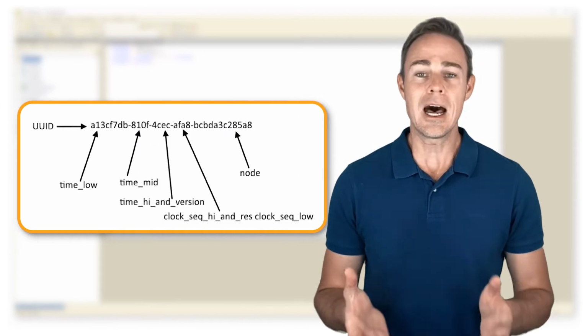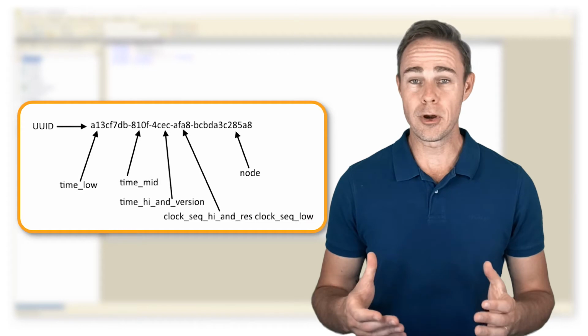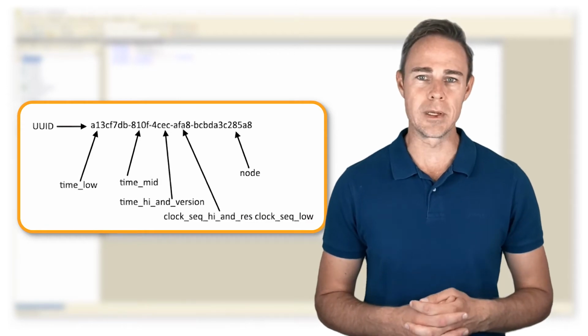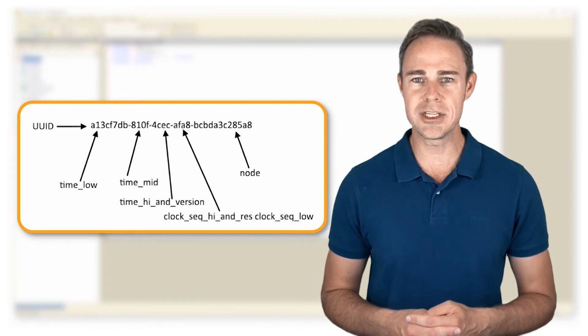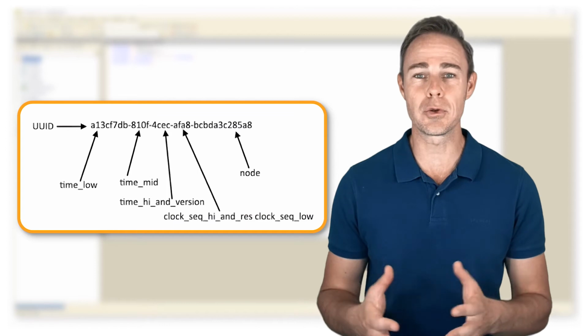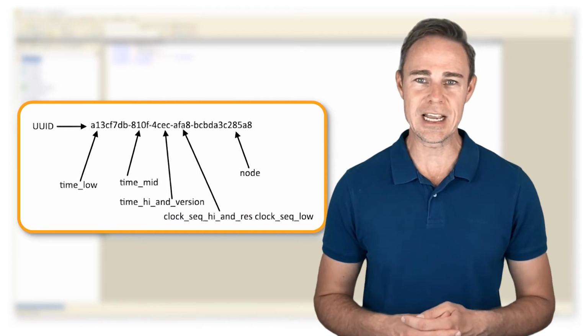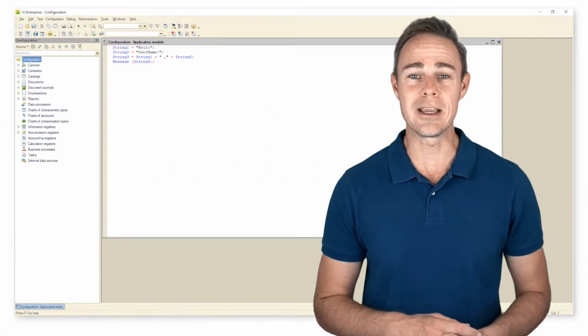UUID is a type to store statistically unique 128-bit values. In other programming languages, it's usually called GUID. It represents a string consisting of 32 hexadecimal digits divided into groups by hyphens. Now, this code is a textual representation of the unique identifier. There is no default value for the UUID type.